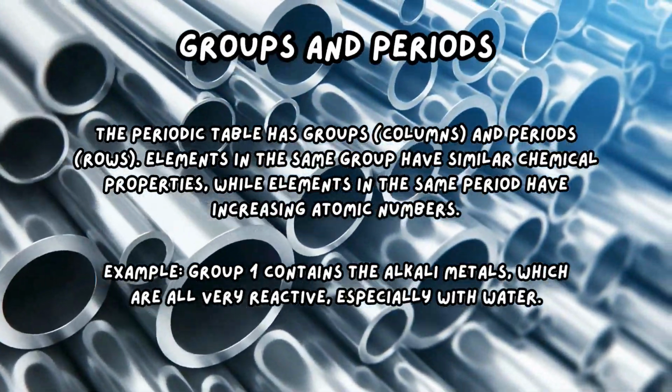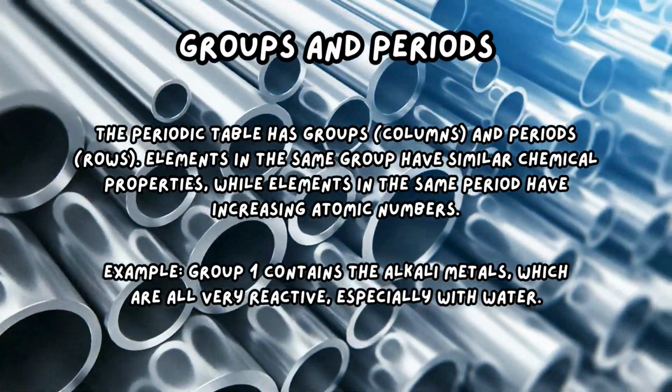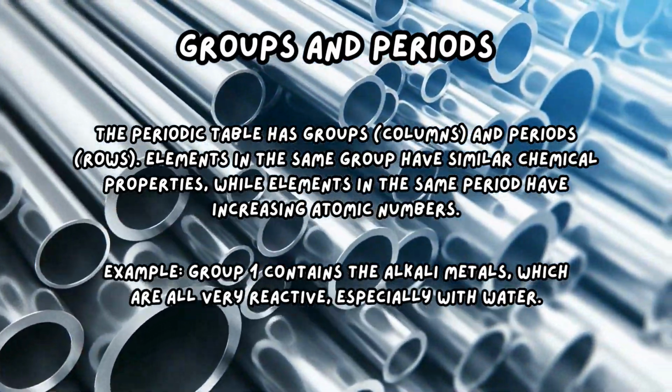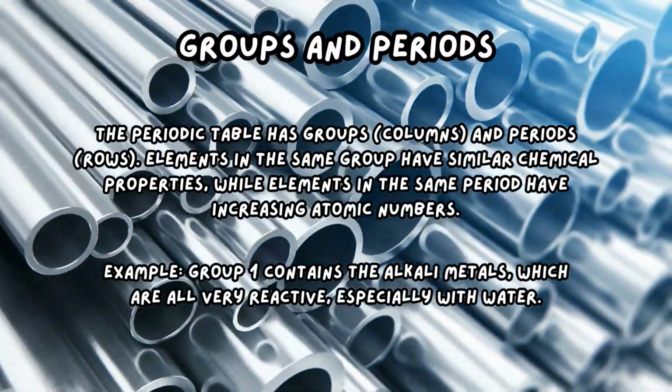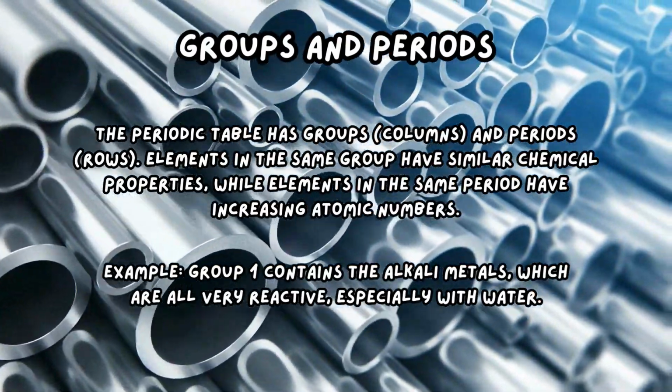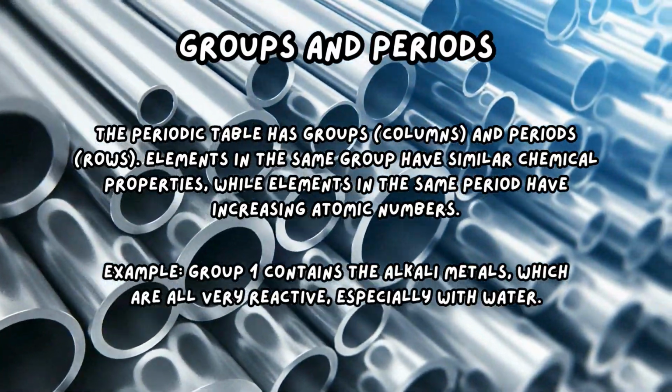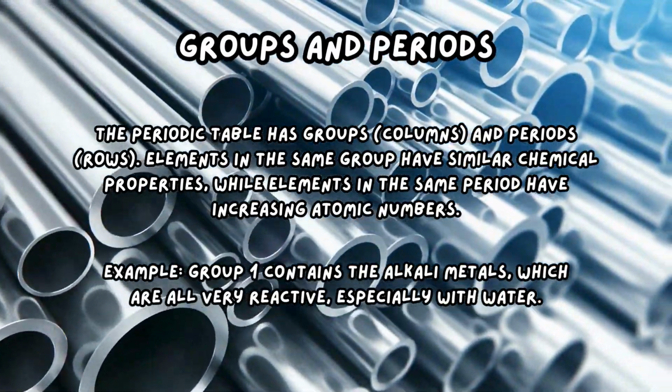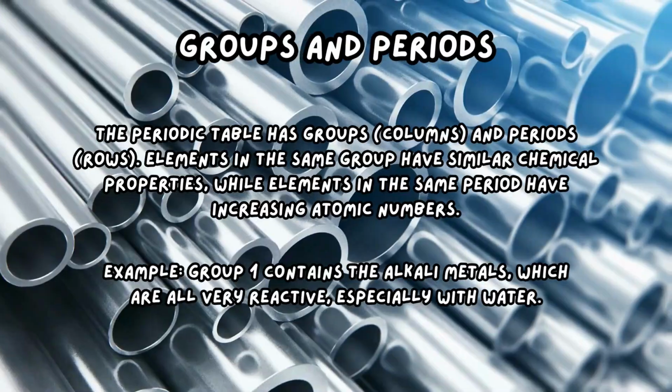Groups and periods. The periodic table has groups and periods. Elements in the same group have similar chemical properties, while elements in the same period have increasing atomic numbers. Example, group 1 contains alkali metals, which are all very reactive, especially with water.